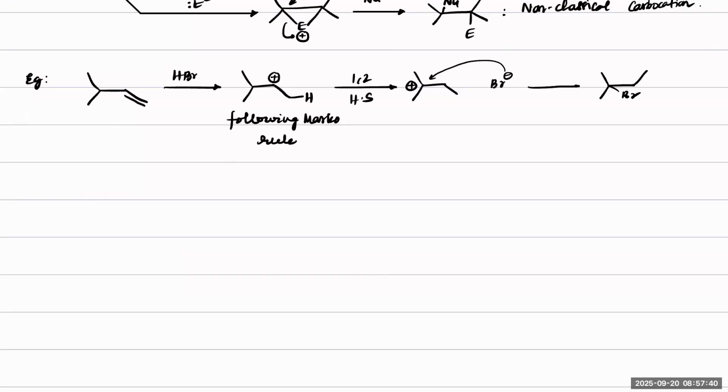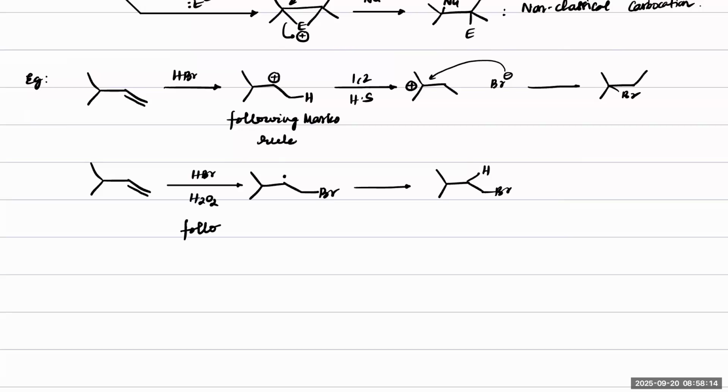What if the same reactant is there, but this time we are using peroxide? Especially with HBr, if you have a peroxide, then it will go for radical addition. That means bromine will come here and a radical will form here first. And on that radical, you will get a hydrogen attached. So what does that mean? We went through anti-Markovnikov's rule.